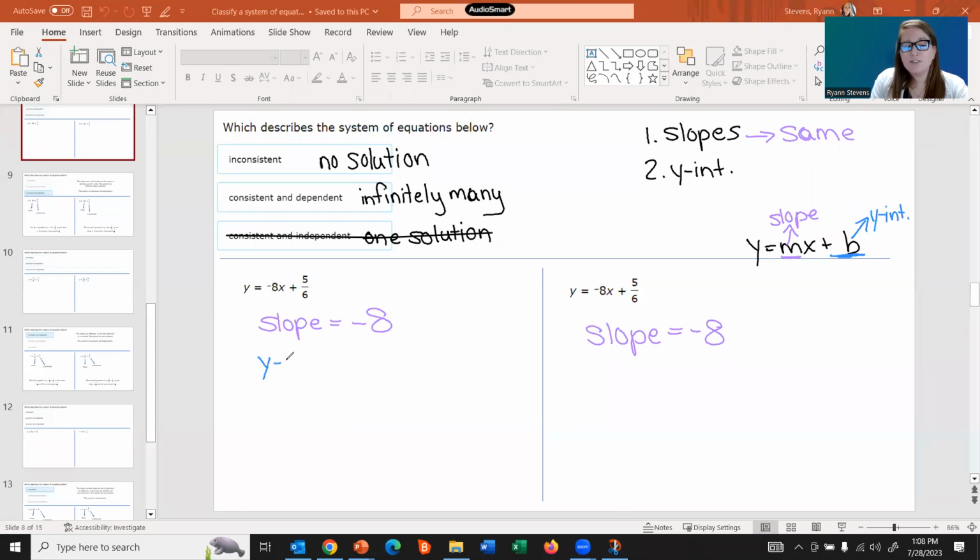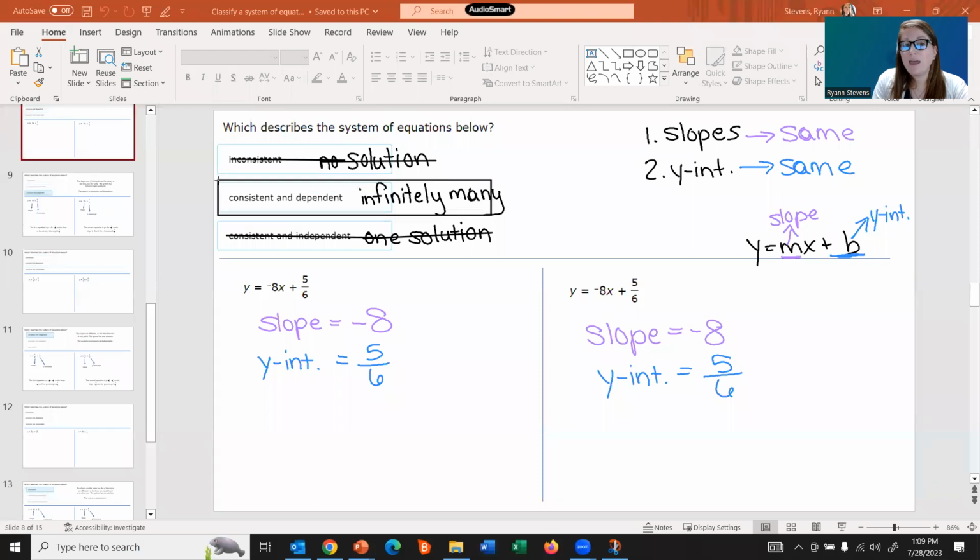Then we're going to check the y-intercept of both of these equations. So the y-intercept of the first one is going to be 5/6, and the y-intercept of the second equation will also be 5/6, which means the y-intercepts are the same, which also is going to tell us that these are not parallel lines, okay? Which means if it's not a parallel line, our answer is not going to be no solution or inconsistent. It means that our answer is going to be infinitely many solutions.